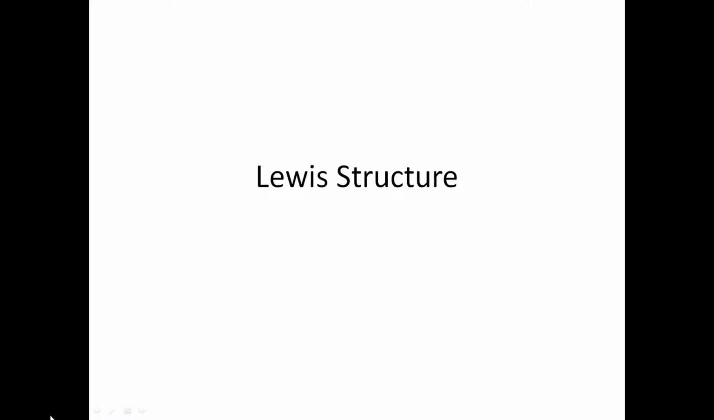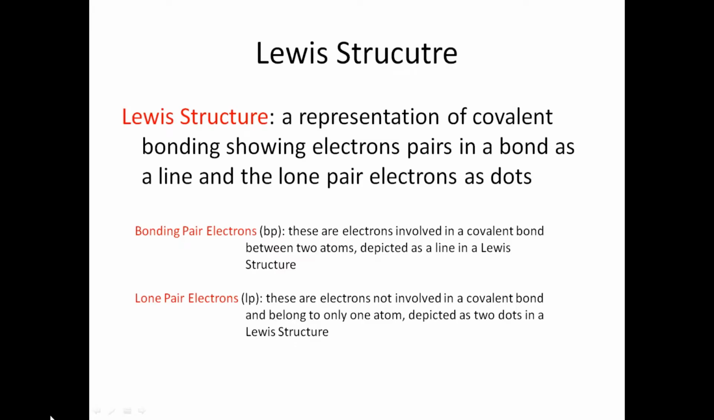What we're going to look at is how we determine our Lewis structure. Now, our Lewis structure is a representation of how the atoms in a molecule are joined together. And it shows us which atoms are bonded to which, and gives us a little bit of an idea of the arrangement of the molecule.